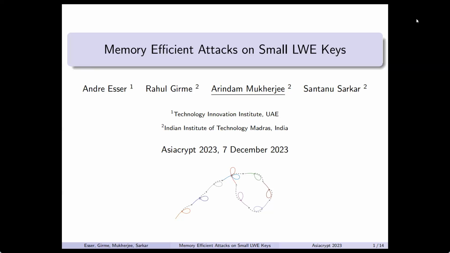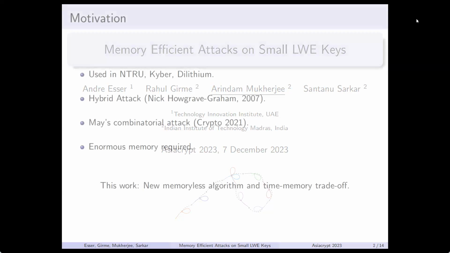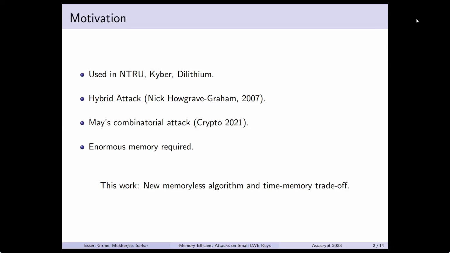So let us start by looking at our motivation to study this. The LWE problem is one of the prime candidates for constructing post-quantum cryptography, especially small-secret variant schemes like Kyber. So the best known attack against this kind of scheme is the hybrid attack by Howgrave-Graham from 2007, which combines lattice reduction with some combinatorial techniques.